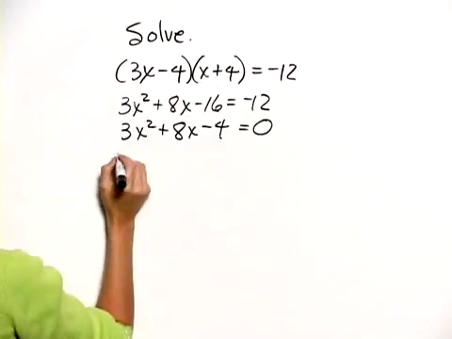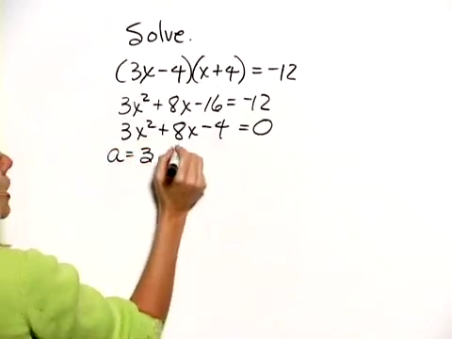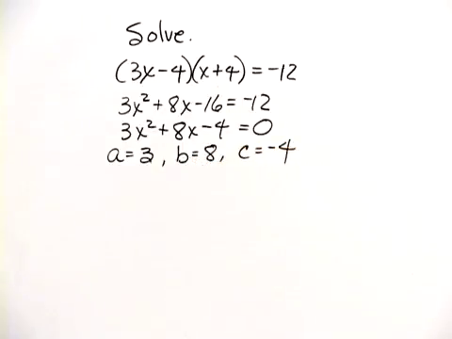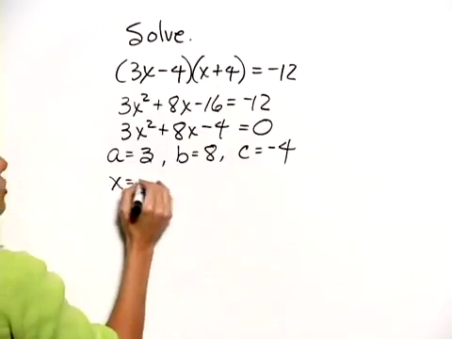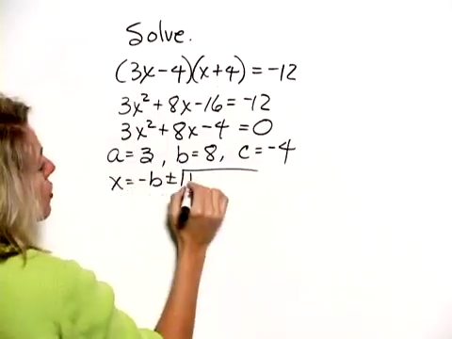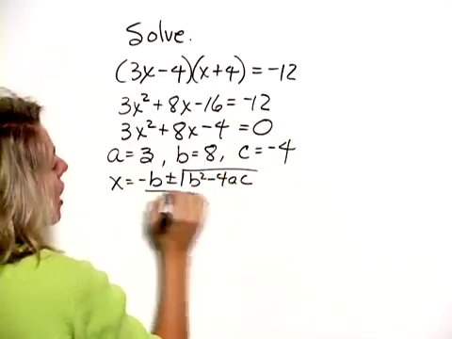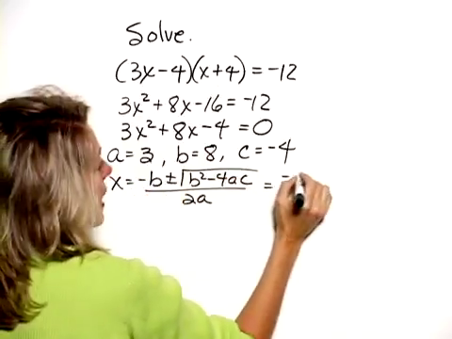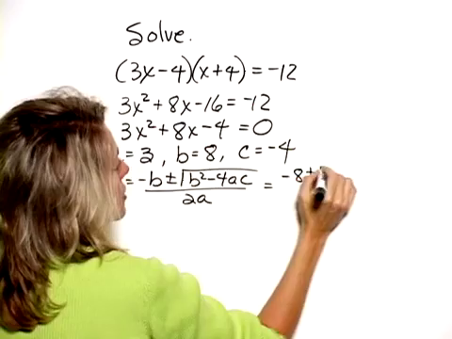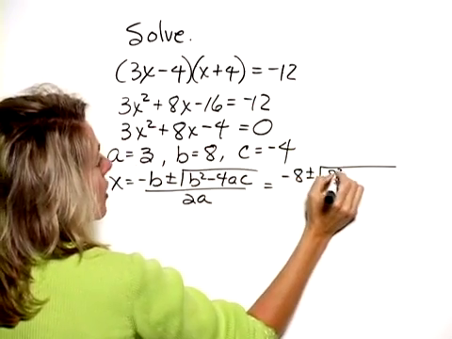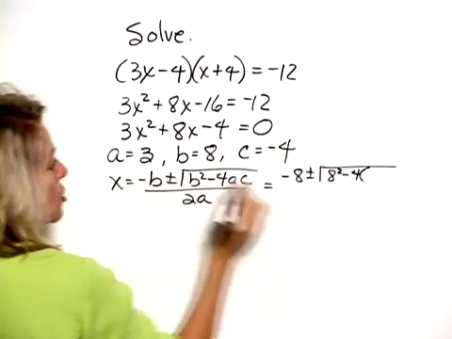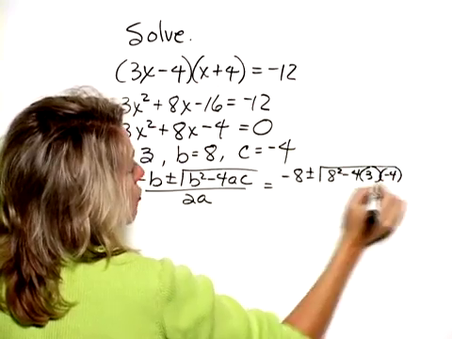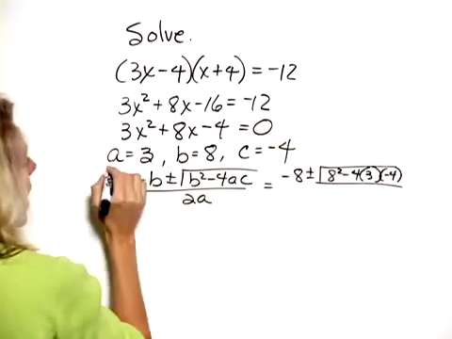it. Let's go ahead and define our variables. A is equal to 3, B is equal to 8, and C is equal to negative 4. Putting that into the equation, x equals negative b plus or minus the square root of b squared minus 4ac all over 2a. We have negative b, or the opposite of 8 is negative 8, plus or minus the square root of 8 squared minus 4 times a, which is 3, times b, which is negative 4, times c, which is negative 4, all over 2 times a, which is 3.